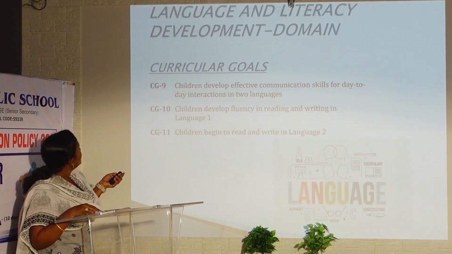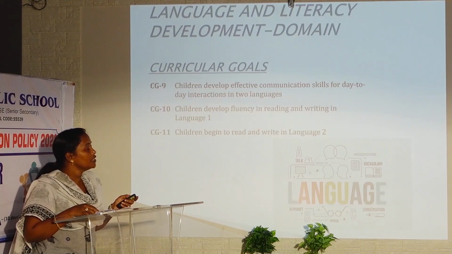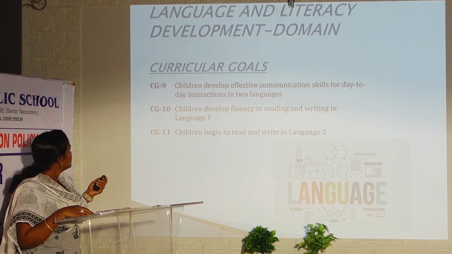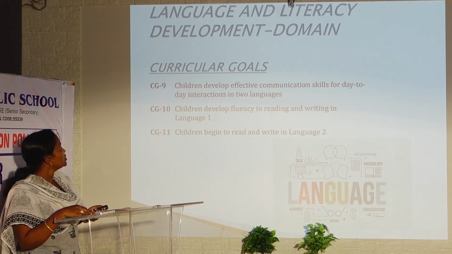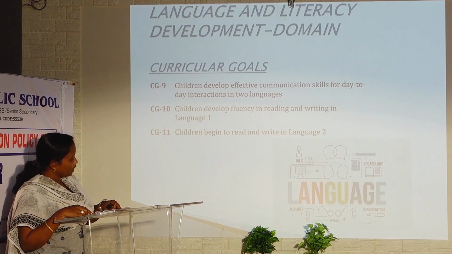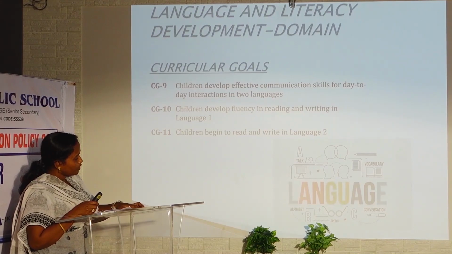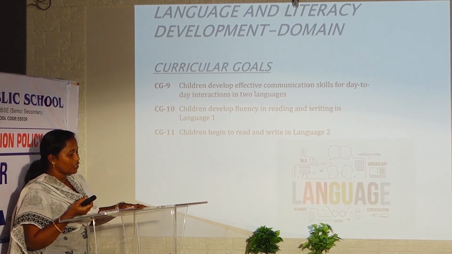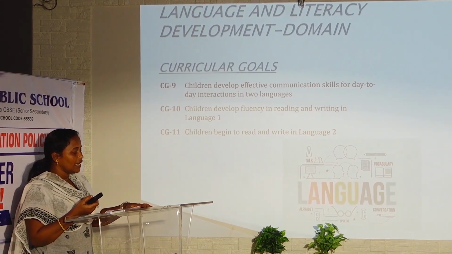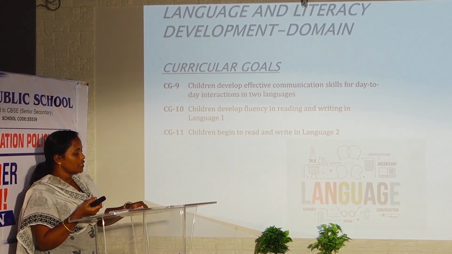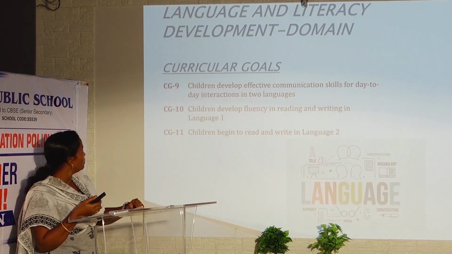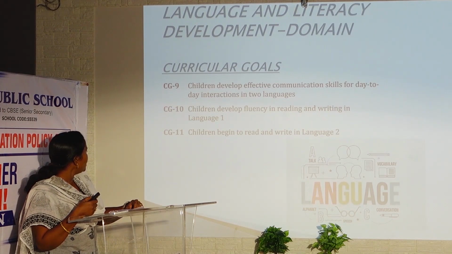Over to Jyoti. Now let's see about the language and literacy development domain and the curricular goals. Curricular goal 9 is about children developing effective communication skills for day-to-day interaction in 2 languages. It refers to the child's emerging abilities to understand and use language, the ability to listen and understand the language, and to express and use the language to communicate ideas, thoughts and feelings.